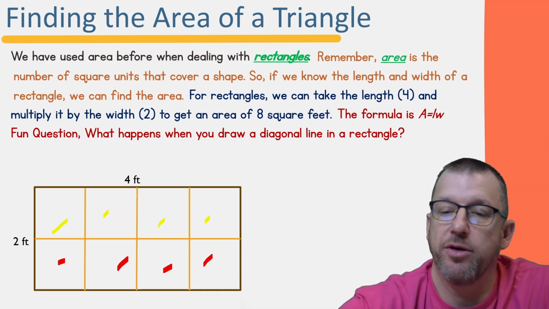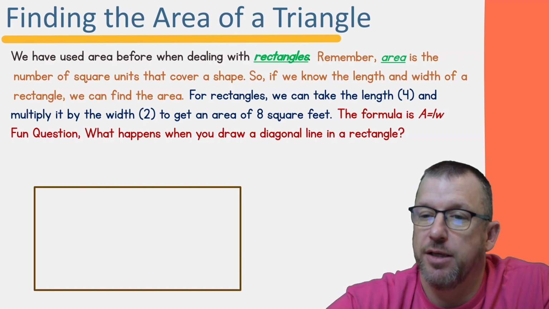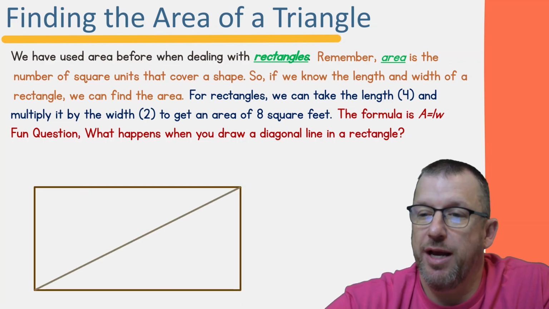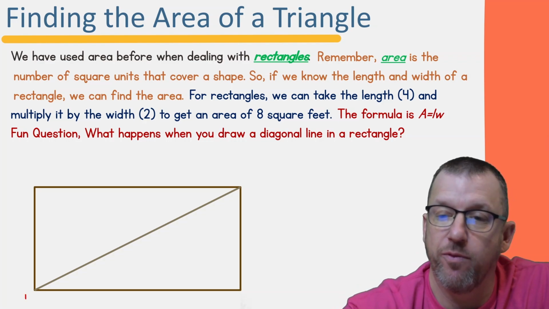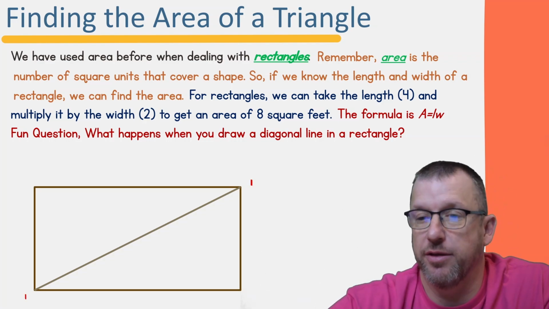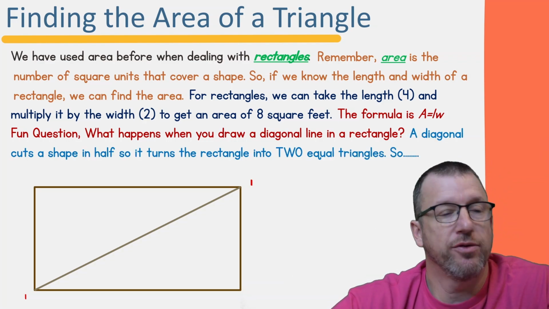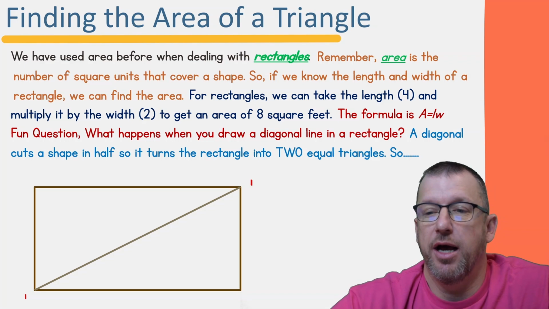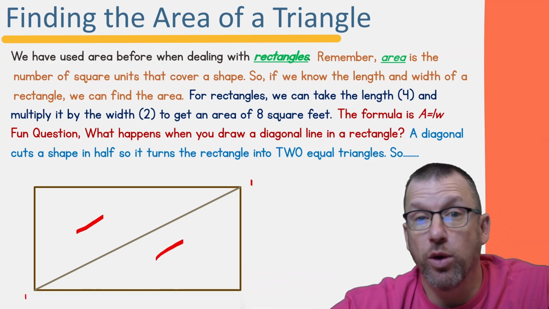Okay, so now what we want to do is think about how we can translate that. All right, so here's our rectangle. And think about this: what happens when you draw a diagonal line in a rectangle? We just drew a diagonal line all the way from one corner to the other. What happens? Well, a diagonal cuts this rectangle in half. It shows us 2 triangles. Here's a triangle and here's a triangle, and they are equal in size, right?